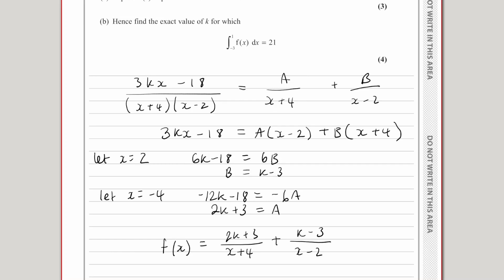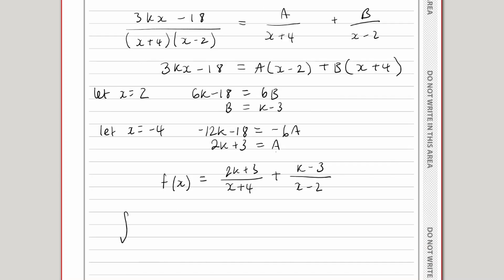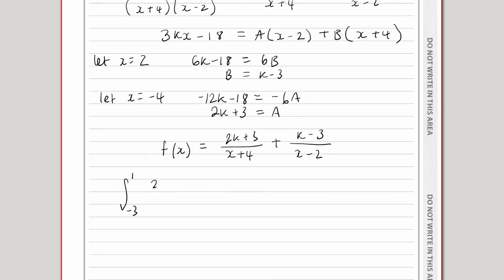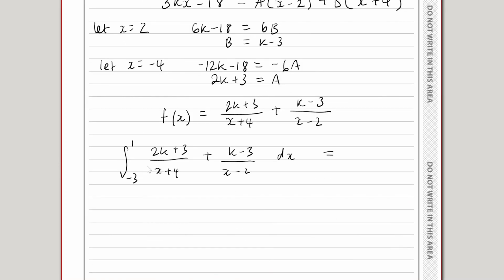Hence, find the exact value of k for which the integral between 1 and negative 3 of f of x is equal to 21. So we'll integrate, substitute in 1, substitute in negative 3, and take them away and make it equal to 21. So when we're integrating our fractions, they go to natural logs.